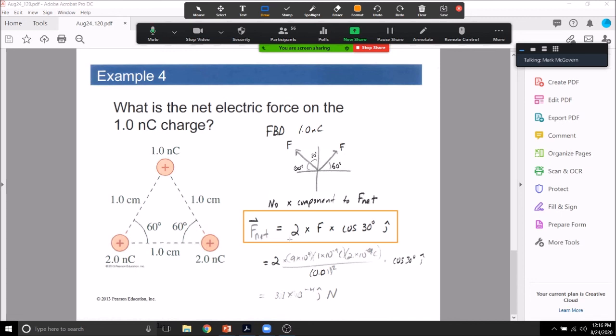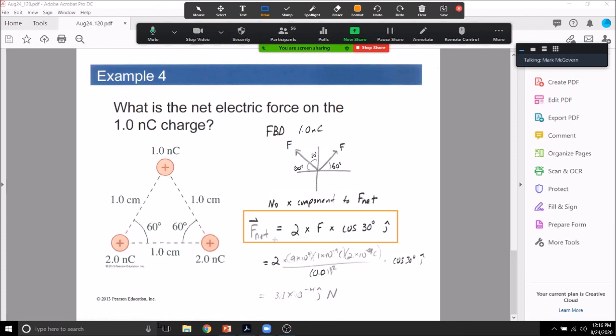So again, let me go over one more time. There's 2 here because there are 2 vertical components. The horizontals cancel out. There's 2 vertical components of the force. What's the vertical component of the force? It's F cosine 30. That is my Y component of the force here. I have a J hat indicating that it's up. Now I just got to throw my numbers in here. 9 times 10 to the 9. Oh, that's the K value.